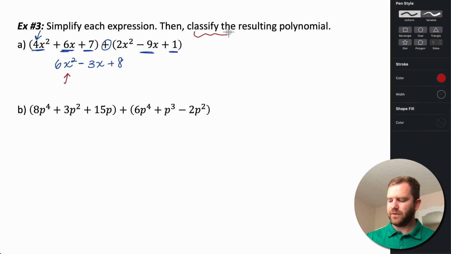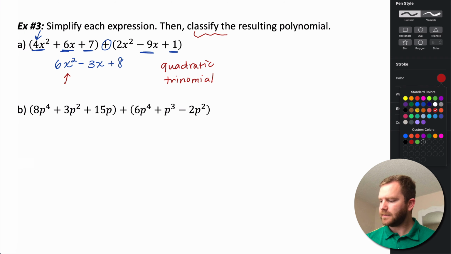Now we're doing the classifying part. So this would be a quadratic, and three terms means it's a trinomial. So quadratic trinomial. All right, let's take a look at another example. Again, we're adding.